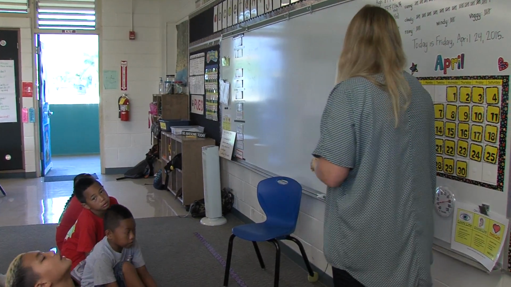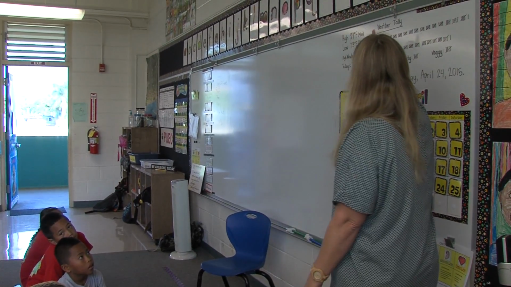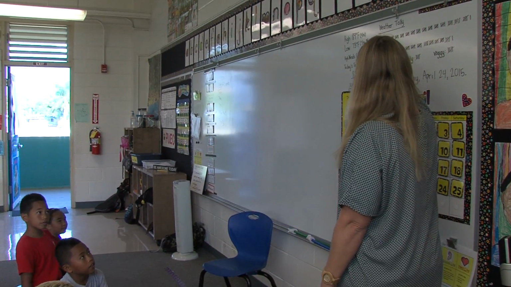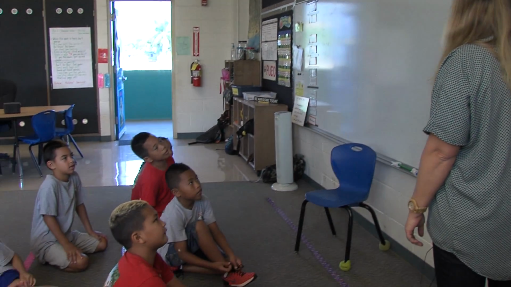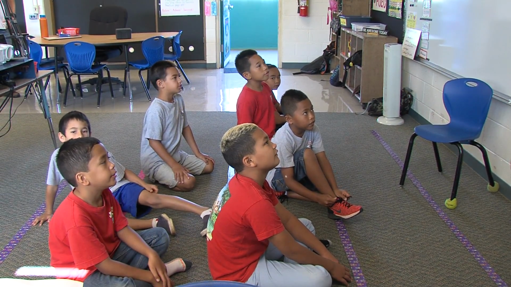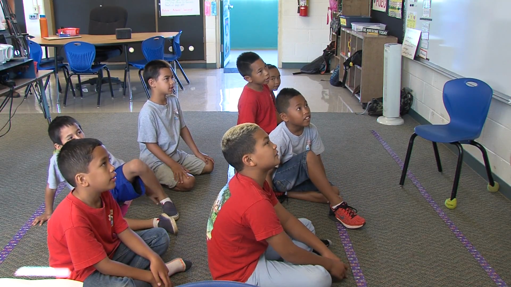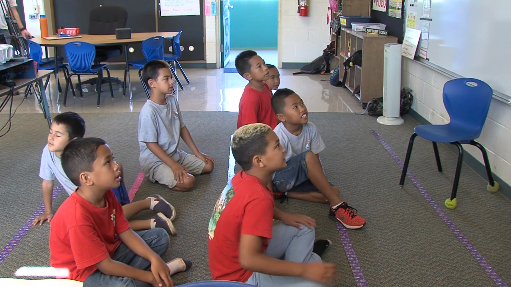Okay, let's count our days of school, starting with the less efficient way. Okay, ready? Go. 5, 10, 15, 20, 25, 30, 35, 40, 45, 50, 55, 60, 65, 70, 75.